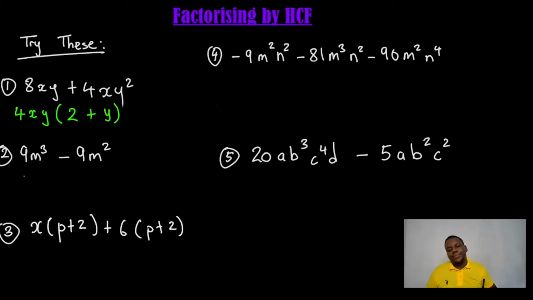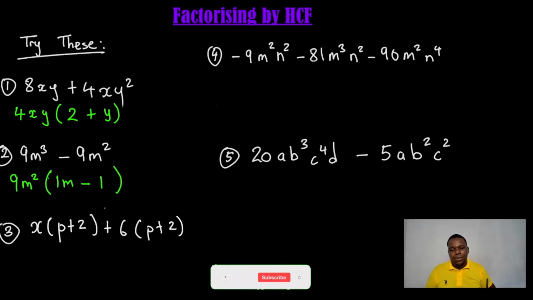Our second one, coefficient would be 9, and the highest power, or the highest common factor for the m would be m squared, because that is the highest power common to all of the terms. So that would be our common factor, and in bracket, we're just going to divide, so 9 into 9 goes 1 time, and m squared into m cubed leaves us with 1m, with an m. 9 into negative 9 goes negative 1, m squared into m squared goes 1. So therefore, our answer is 9m squared bracket 1m minus 1.